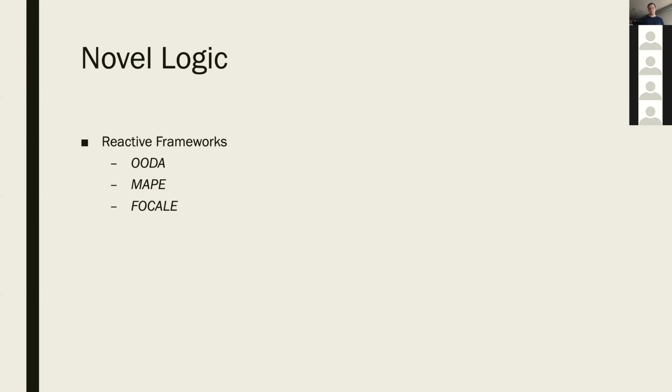And then MAPE and FOCAL relate to that directly. They're just different naming schemes. So what are MAPE and FOCAL? I don't remember them off the top of my head. I thought I was going to have my notes. Okay, let me see. MAPE is monitor, analyze, plan, execute. And FOCAL is foundation, observe, compare, act, learn, and then reason. It's a little bit longer. They all basically say the same thing.